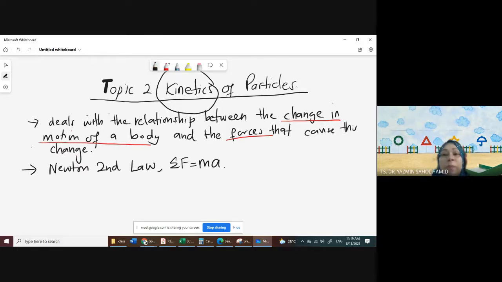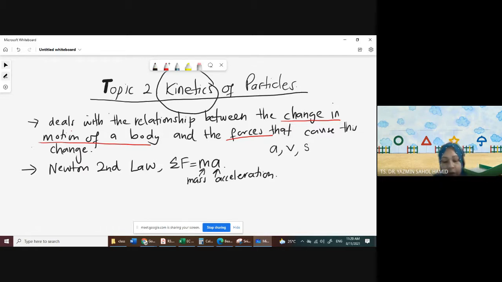So usually for the topic kinetics of particles, the question asks us to determine the acceleration. They can ask us to determine the velocity and all the other parameters, acceleration, velocity, and also position. Basically, the questions are very similar, but the important thing is they relate a lot with the acceleration. Okay, so for this formula, m is the mass and a is the acceleration.